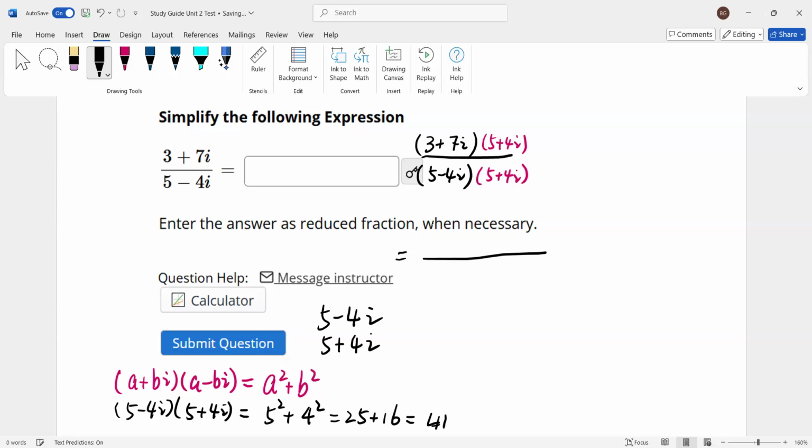We got a result already, right? The 2 complex numbers are conjugates. Their product by the formula equals 41. Numerator: 3 plus 7i times 5 plus 4i. Those 2 complex numbers in the product are not conjugates. Well, we really have to use either the box method or the FOIL method to figure it out. I'm going to use the box method.